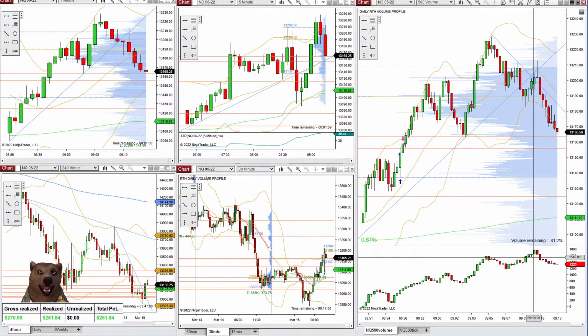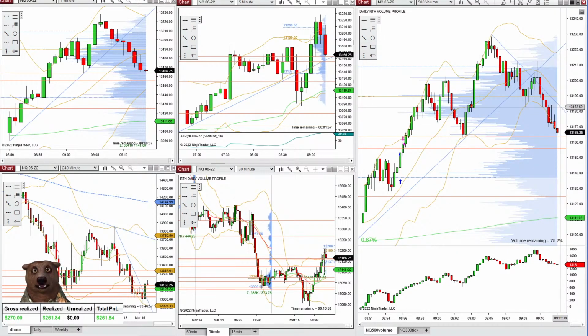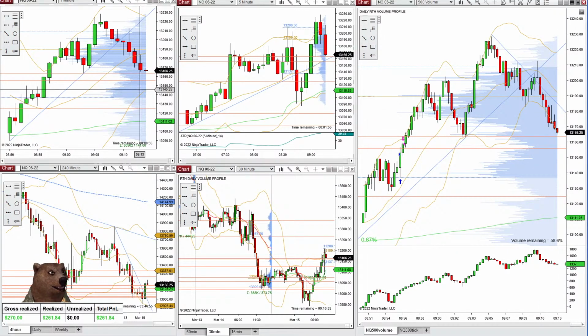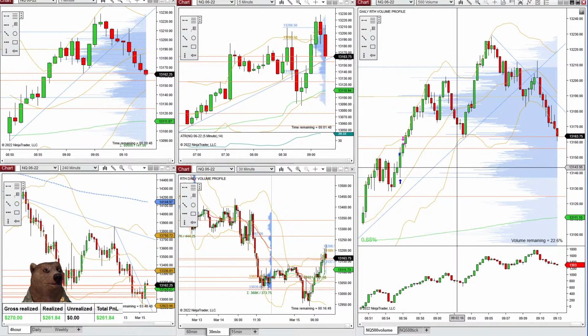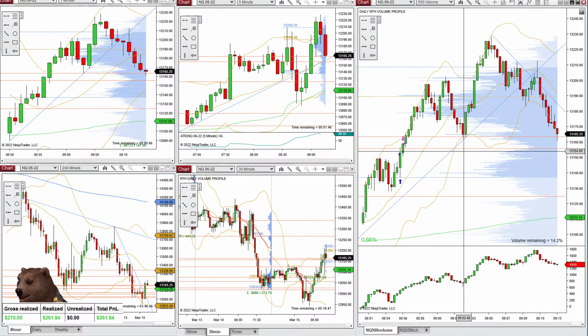The Delta's also not making new lows. Maybe it's going to find some support and find a bounce down here. That 1-minute candle looks too bearish for me to even think about buying it. What time is it? 9:15.